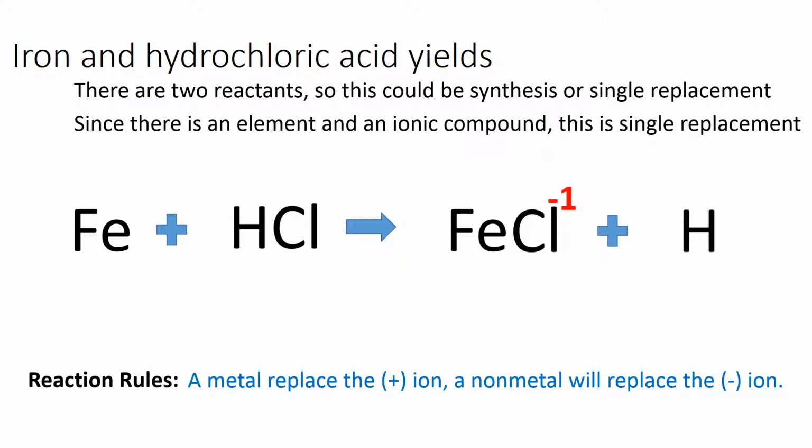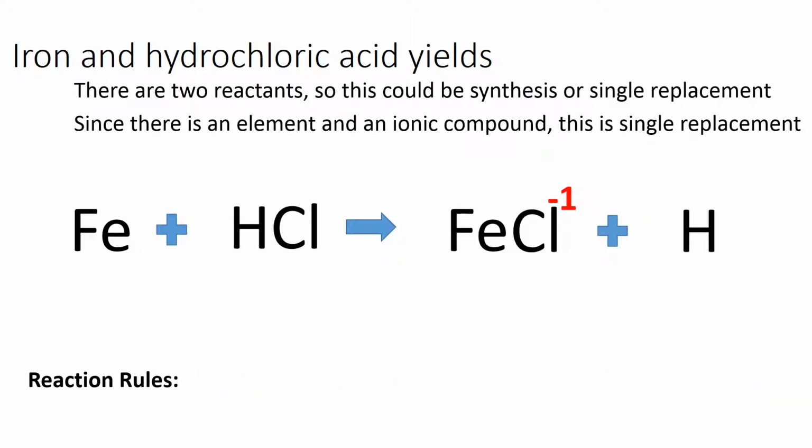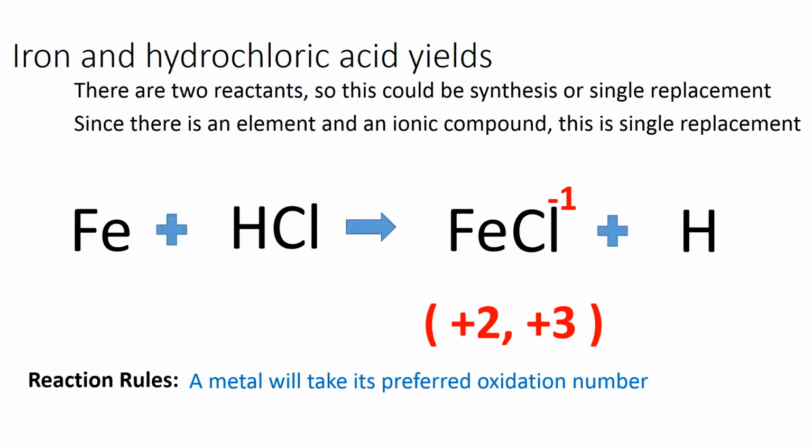We know that the chloride ion has a -1 charge, but what about the iron? Reaction rules say that a metal is going to take its preferred oxidation number. Iron has two possible oxidation numbers, +2 and +3. +3 is the preferred oxidation number. So in this reaction, the iron will take on a +3 charge. We need to crisscross this, and when we do, we find out that we're going to have the compound FeCl3, because this is iron 3 chloride.